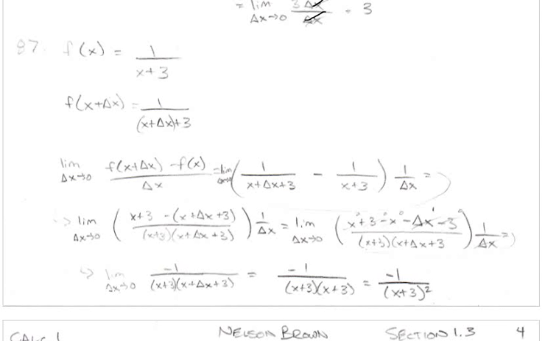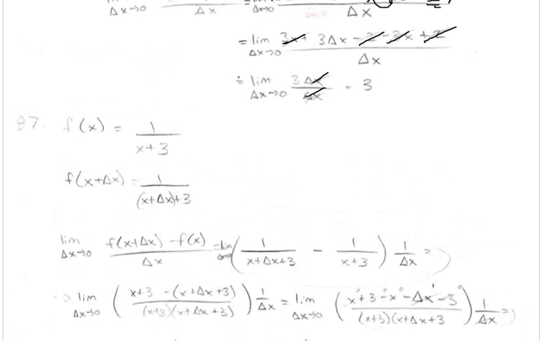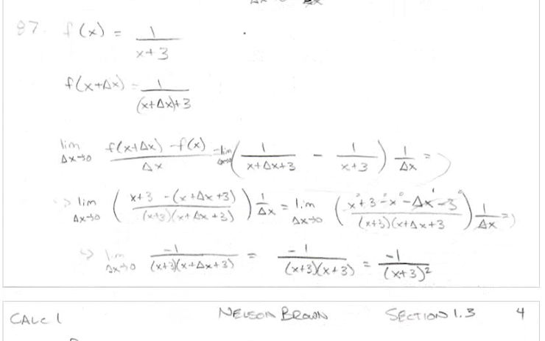Okay, so just two more problems to do, number 87 and number 123. In problem number 87, it is the same as problem number 85, but we have a different function. So we have f of x equals 1 over x plus 3. So f of x plus delta x, we just replace x with x plus delta x.